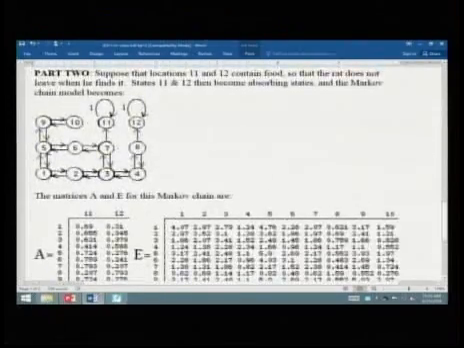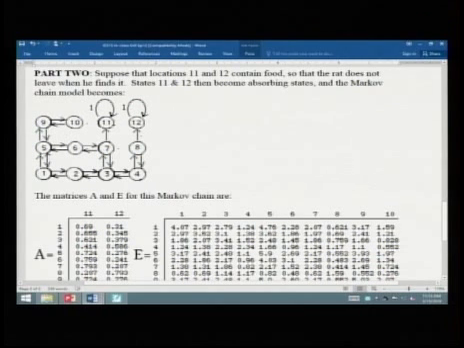Now, let's move to part 2. Suppose that locations 11 and 12 contain food. It's really delicious food for the rat, so that the rat does not leave when he finds food in both locations 11 and 12. We made this assumption because we want to make both states, 11 and 12, absorbing states.